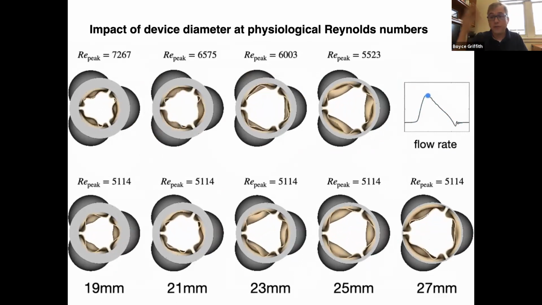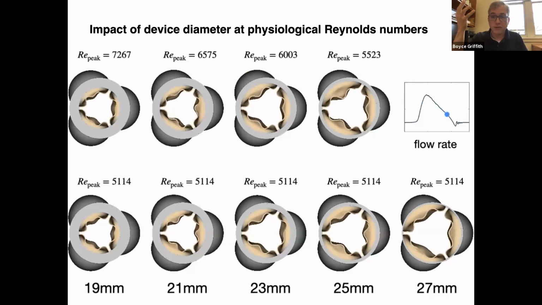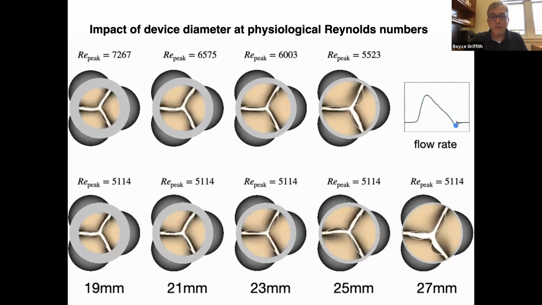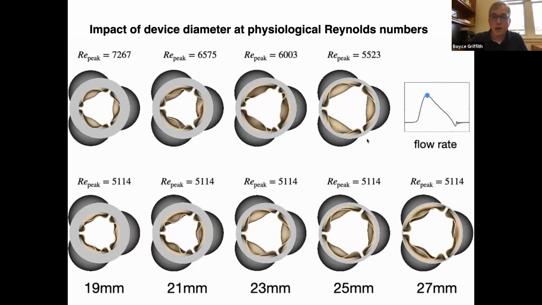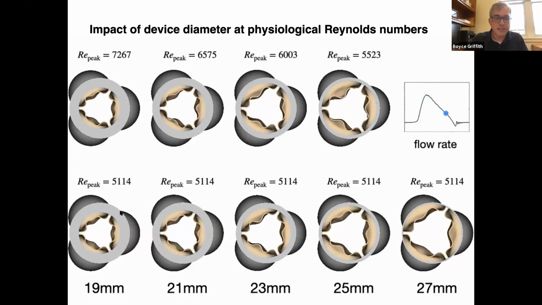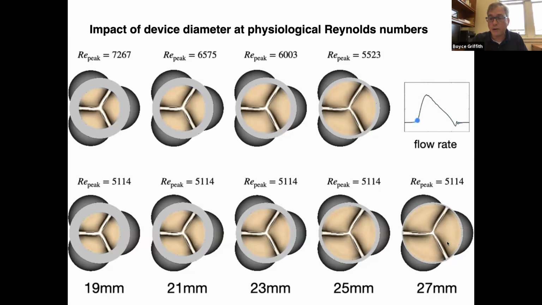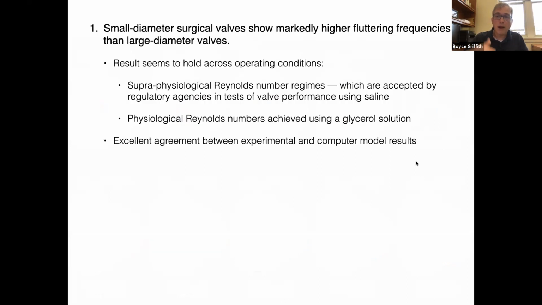These are, and so you might ask, in those cases, is the fluttering, again, is it real? Does it show up in physiological conditions? Here we're looking at what happens over a broader range of valve sizes at physiological Reynolds numbers, and you see the same trend. Smaller diameter valves flutter at a higher frequency than the larger diameter valves.